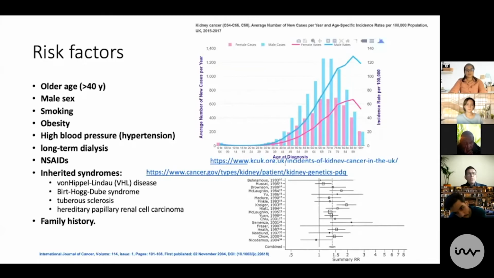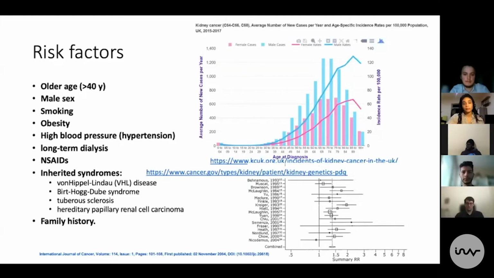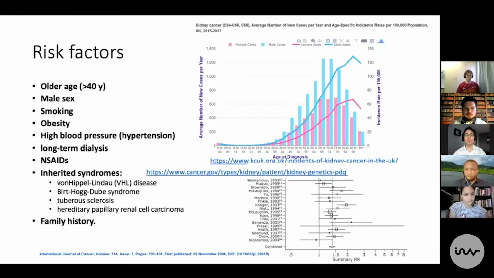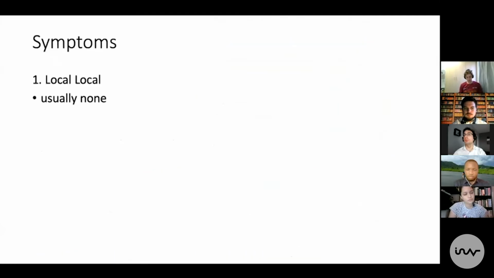The family history we have seen also in the case of Clyde Black is important because it's also an important risk factor: patients with a family history of renal cancer have renal cancer more often. And of course, bladder cancer is also a risk.